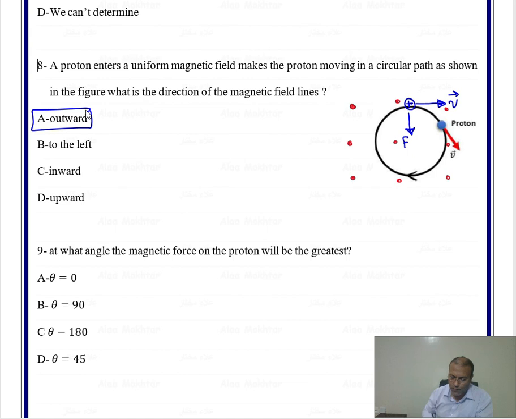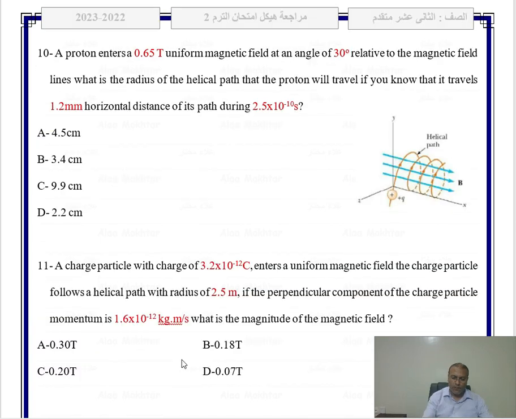Number 9. At what angle will the magnetic force on the proton be greatest? It will be greatest if the angle equals 90, because sine 90 equals 1. The greatest force effect on a charge moving in the magnetic field is when the angle equals 90 degrees. Question number 10.